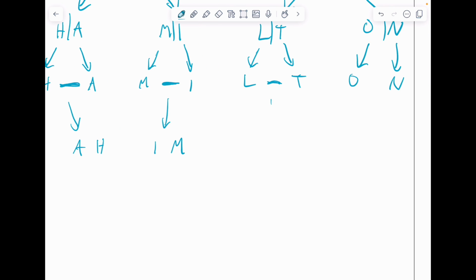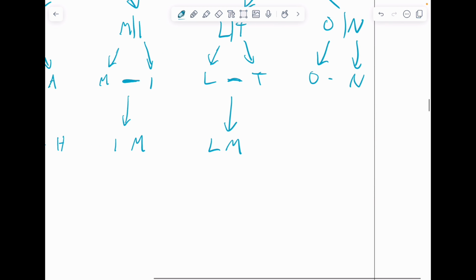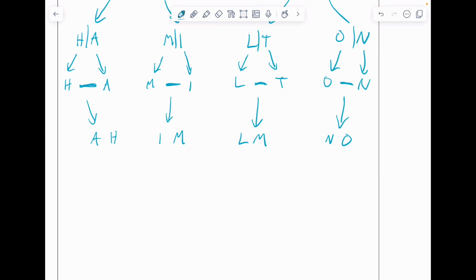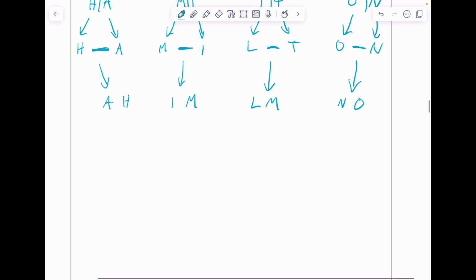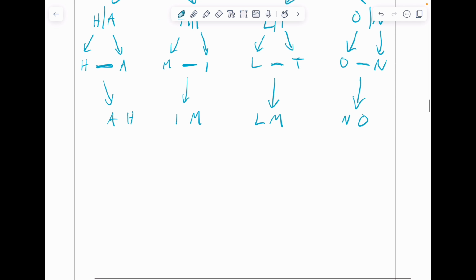Now we look at L and T. L comes first in the alphabet, so it's L, then T. And then finally, between O and N, L, M, N, N comes first in the alphabet. I had to say it out real quick because I forgot. Well, I need to go back to elementary school. All right, so that is 1 round of the second half of merge sort done.